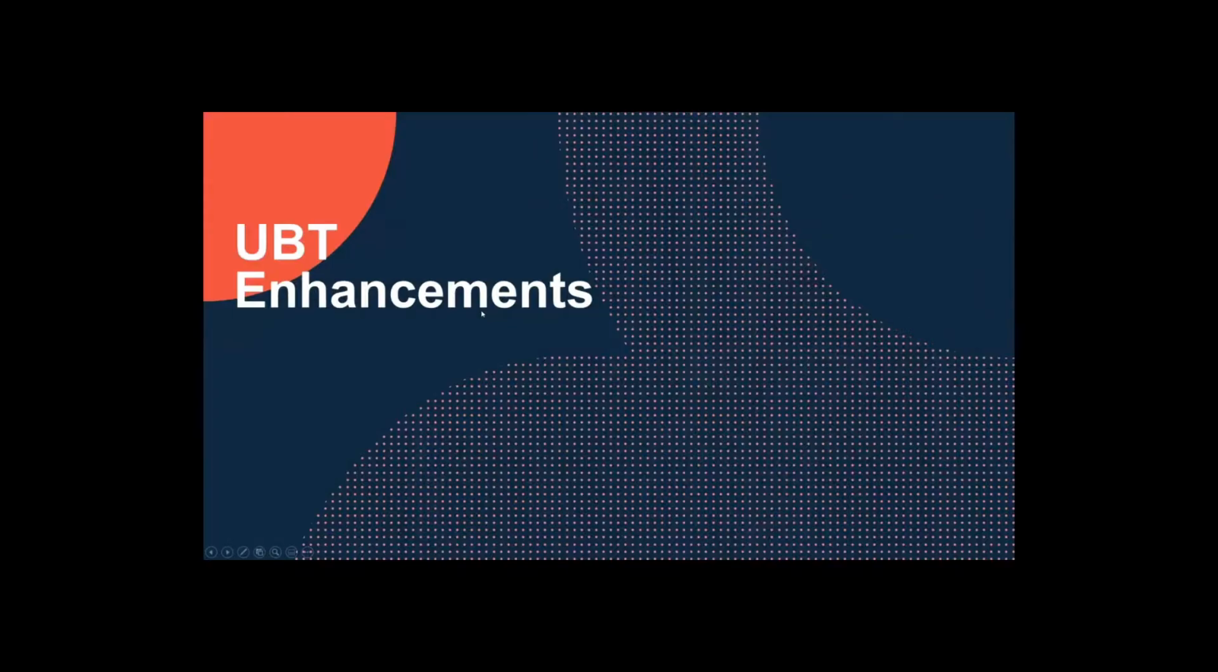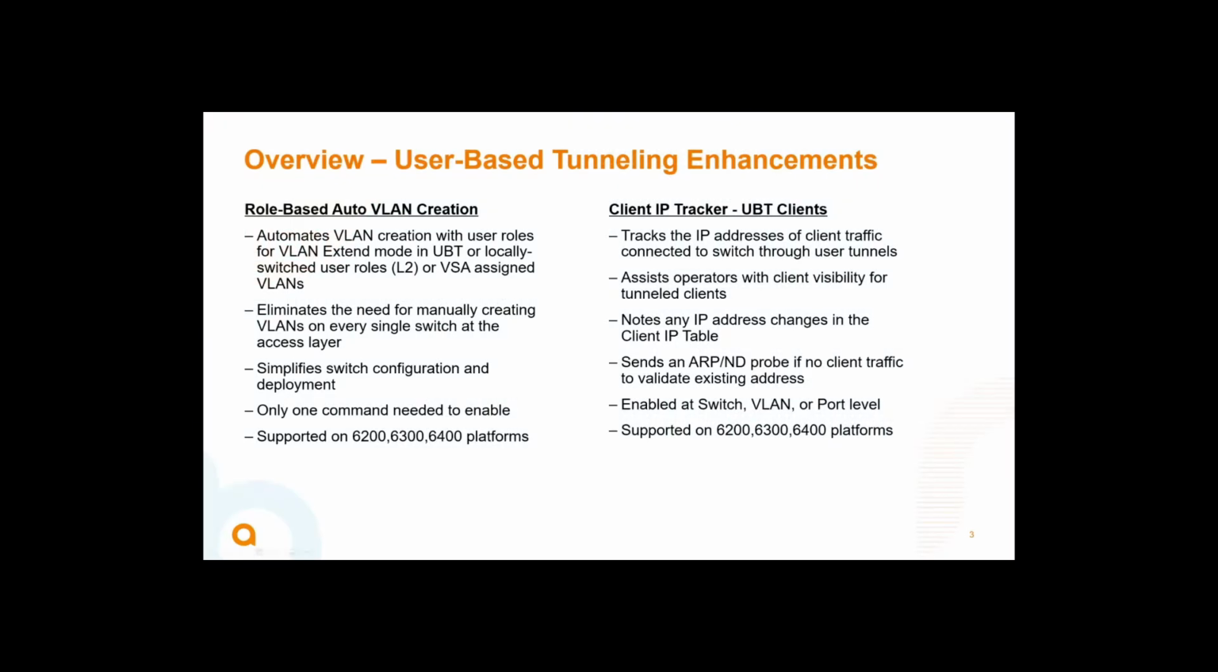So first, let's go over the UBT enhancements. There's two enhancements that we're introducing. One is this idea of role-based auto VLAN creation. Specifically, this is created for user-based tunneling, especially for those using the VLAN extend method, where you need to have the VLAN exist on both the switch and the gateway. By default, we use the reserve VLAN in CX, so everything goes over reserve VLAN, so you don't need to have that in the user role. But if you're using the VLAN extend method, you must have the VLAN exist on the switch.